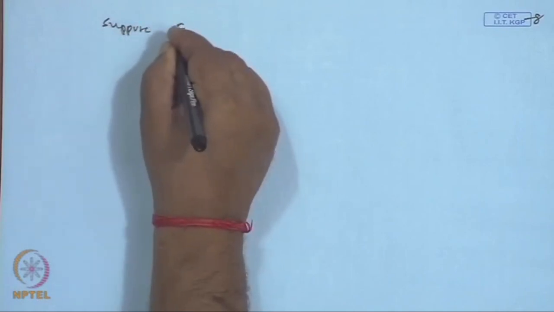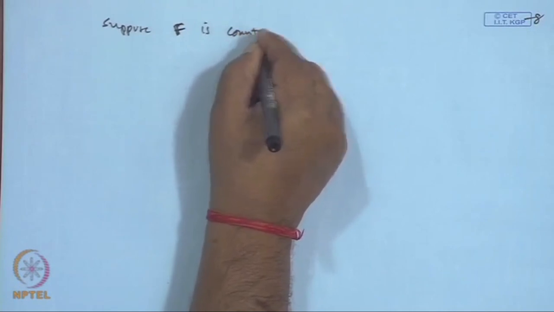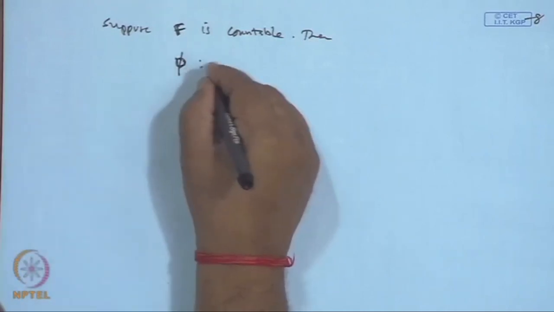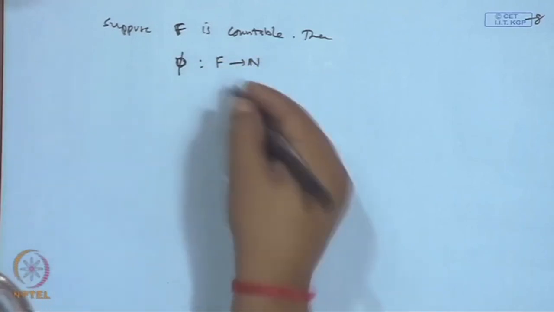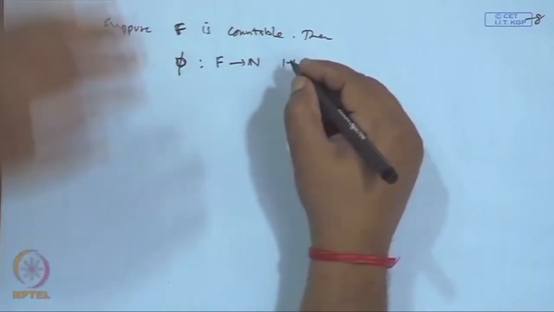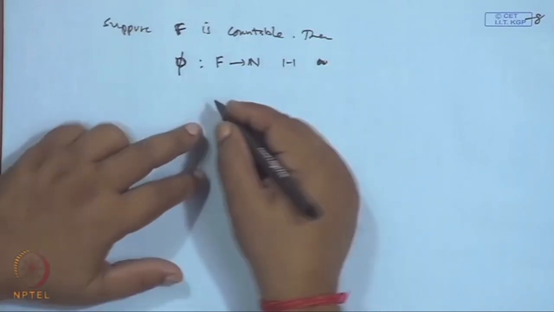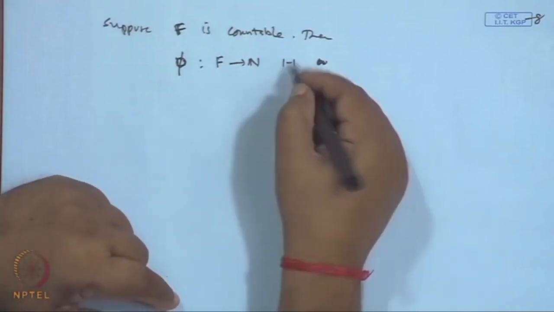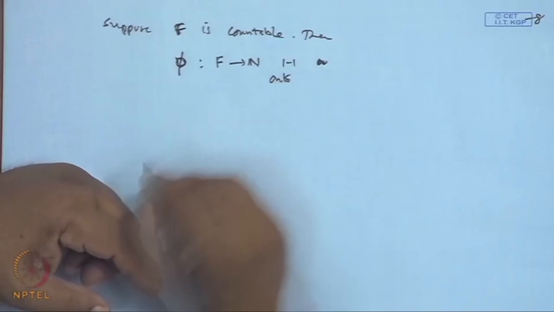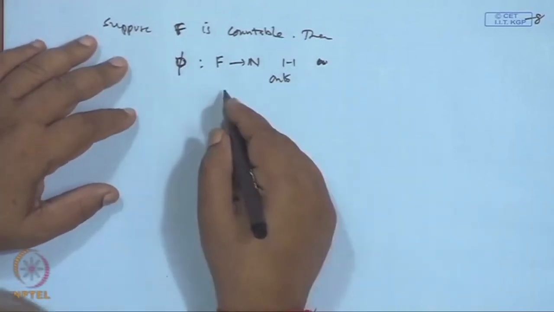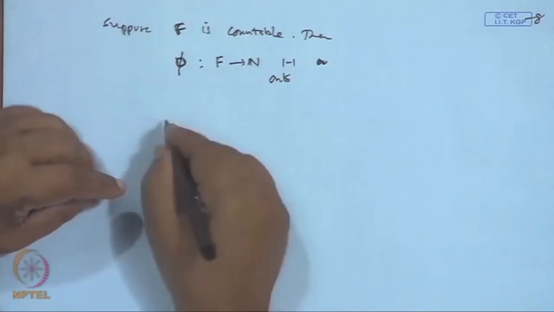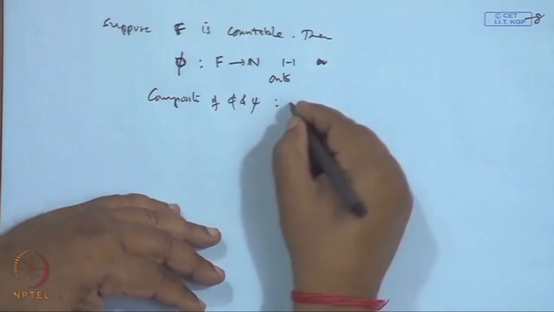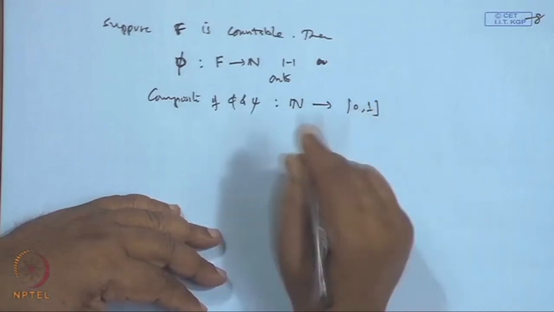Now, let us suppose the Cantor set F is countable. If it is countable, then there exists a mapping phi from N to F, a one-to-one correspondence, onto. So there exists phi which is one-to-one onto. If we combine this, the composition of phi and psi is a mapping which takes N to [0, 1], a surjection.